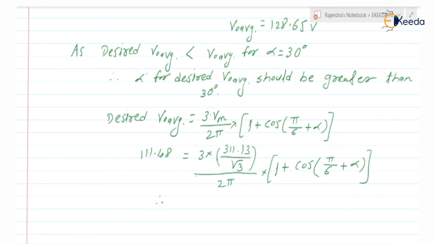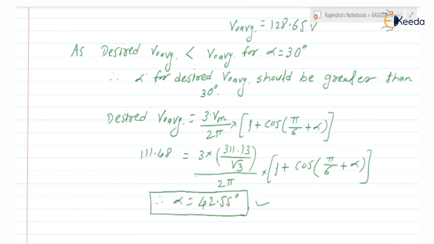So from this can we find alpha? Yes, therefore we can find alpha equal to cos inverse of 111.48 into pi divided by 311.13, minus 1, minus 30. That is 42.55, or approximately 42.6 degree. Okay, so this is the alpha we have for the desired V0 average. So that is the answer for the first part.